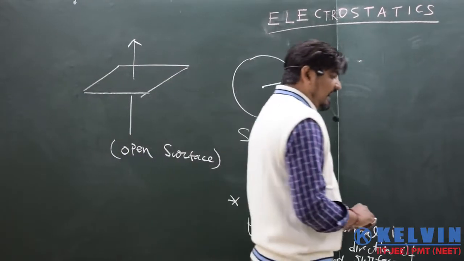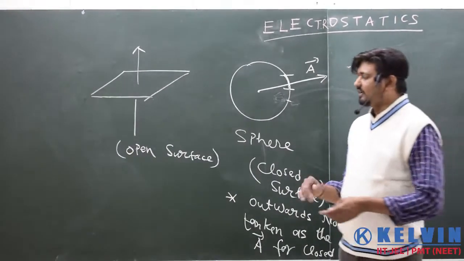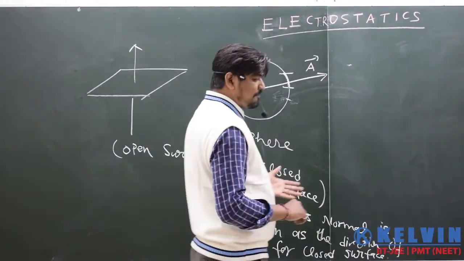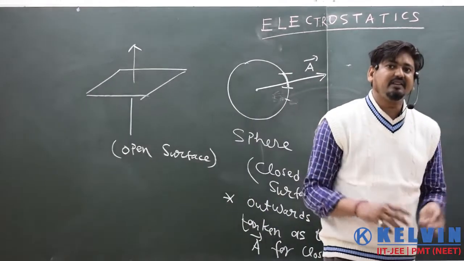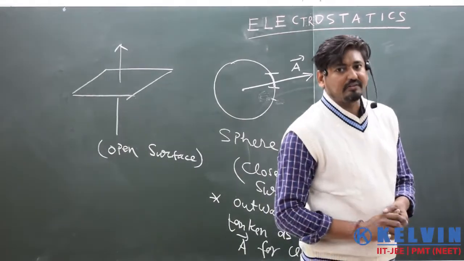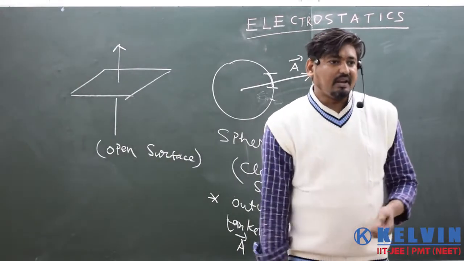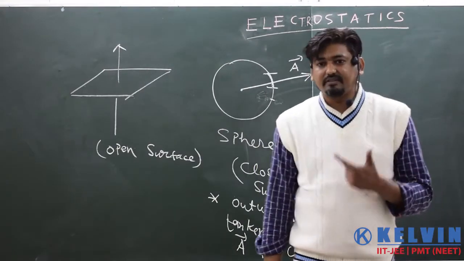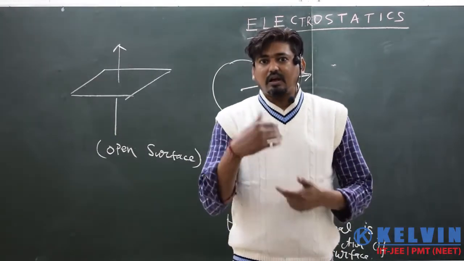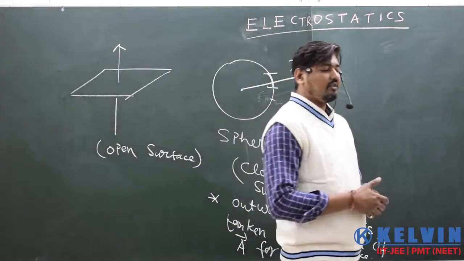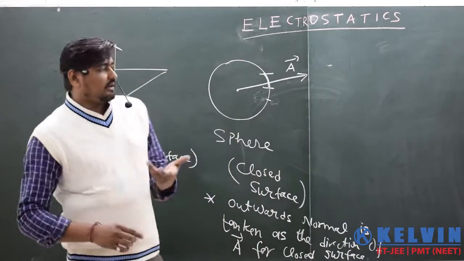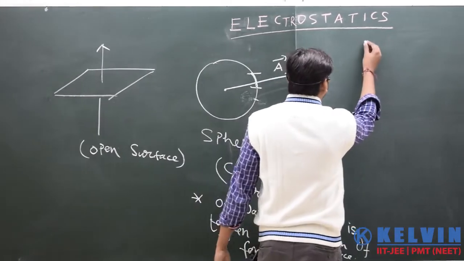So by this elementary knowledge of electric flux as well as the direction of area vector, now we can very easily understand the concept of Gauss law. I am not going to prove the law itself. I am just telling you the basic facts about the law, terminology of the law, and then I will go into the application of this law for the different kinds of surfaces, right? So let me write the Gauss law.